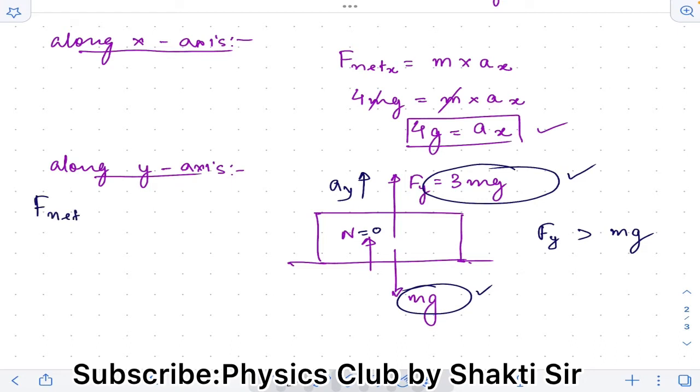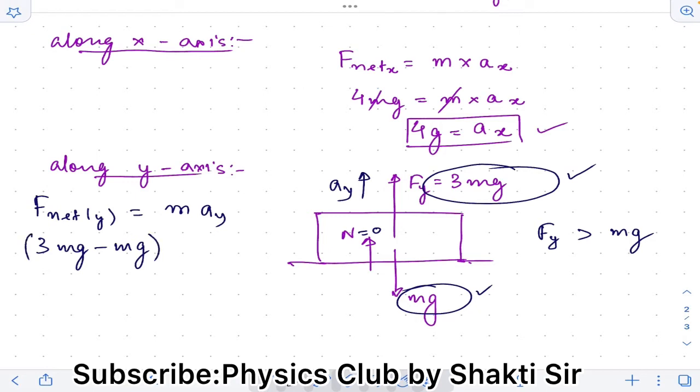So the net force along the y-axis is equal to mass into acceleration along the y-axis. The net force along the y-axis is equal to 3 mg, that is the upward force, minus mg. The normal reaction becomes 0 because the block accelerates in the upward direction due to the 3 mg force, which has greater magnitude compared to the downward force. So the normal reaction is 0.